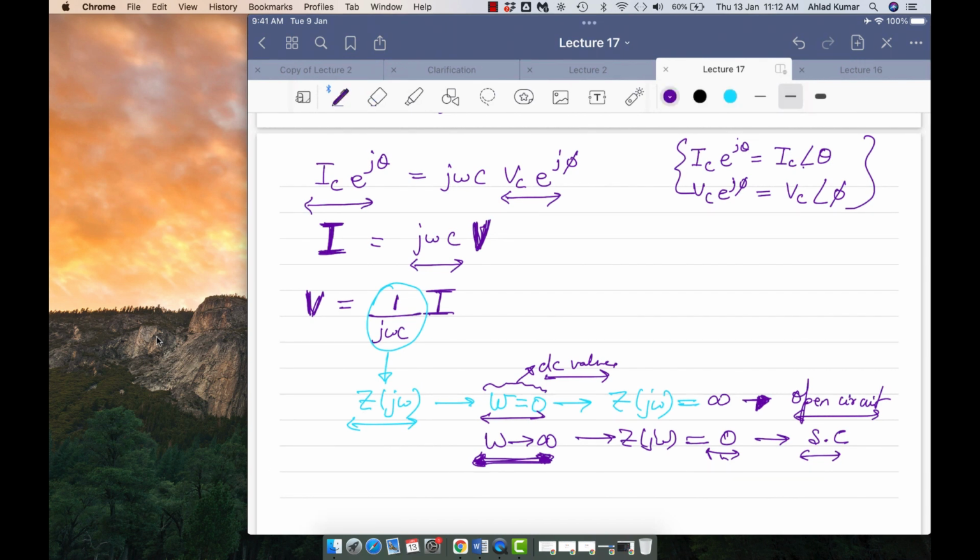For omega 0, which is a DC value, there is no variation in the frequency. So for that case, your C is an open circuit. That's why when we were solving our circuit theory questions, there was no C and L there, because there is no point in putting the capacitors in the DC circuits.